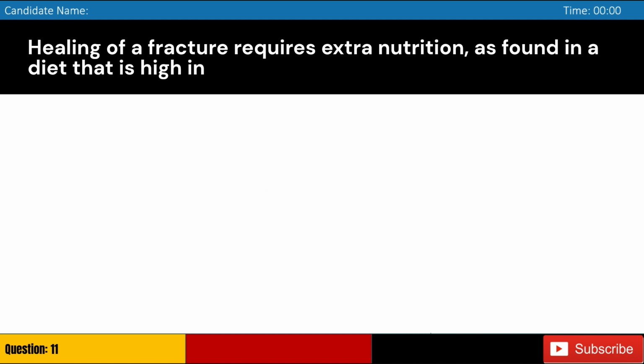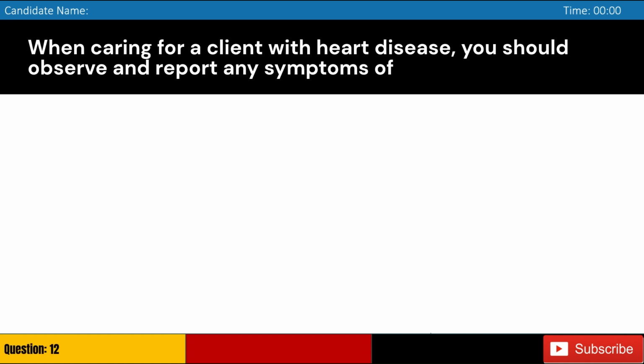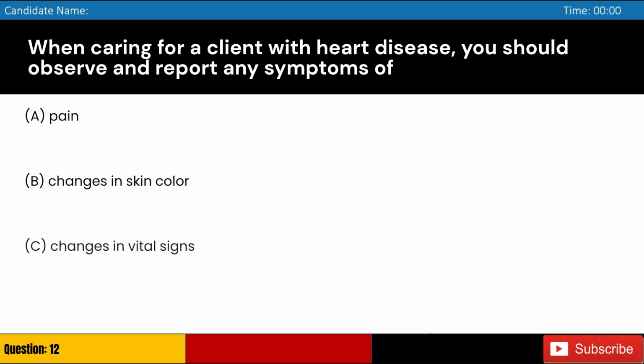Healing of a fracture requires extra nutrition, as found in a diet that is high in A. Sodium. B. Fiber. C. Calcium. D. Protein. Answer C. Calcium. When caring for a client with heart disease, you should observe and report any symptoms of A. Pain. B. Changes in skin color. C. Changes in vital signs. D. All of the above. Answer D. All of the above.